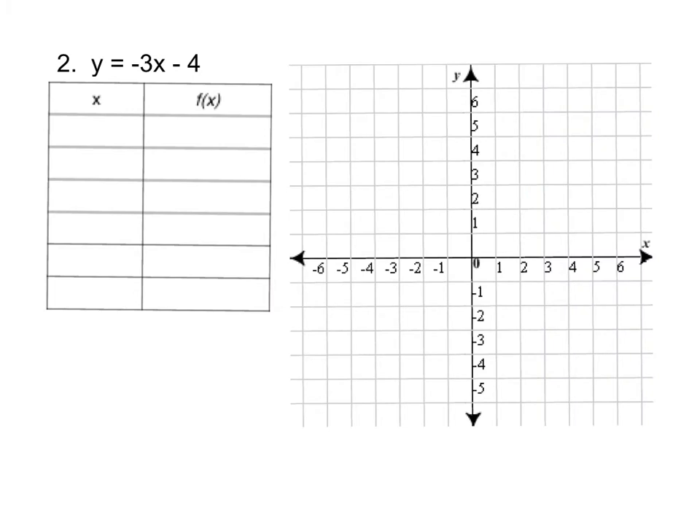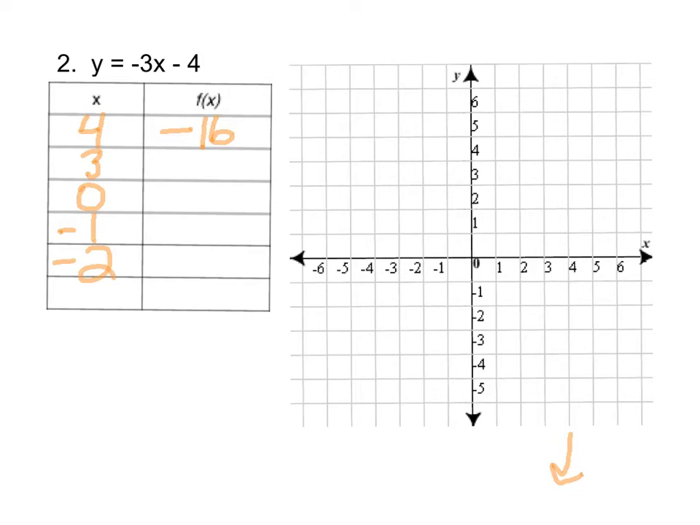So let's try this again with another example. We have y equals negative 3x minus 4. Let's pick some different values this time. Let's pick 4, 3, 0, negative 1, and negative 2. So negative 3 times 4 is negative 12, minus 4 is negative 16. Now we picked these values not knowing where they were going to fall on the graph, but 4, negative 16 is going to be somewhere way down there off of our graph.